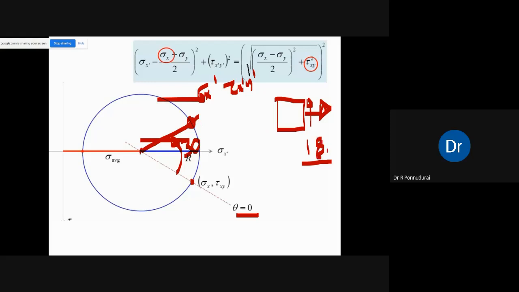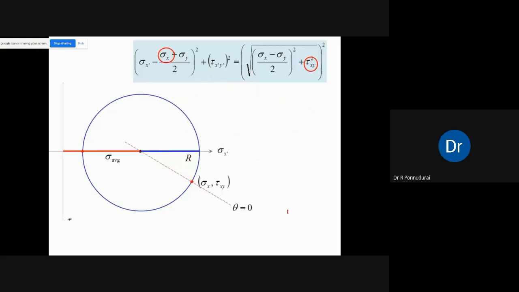So you can get this value. In case you rotate 10 degrees, here it is 20 degrees. So at any given plane, it is possible to find the stress. That is the advantage of the Mohr circle. You just rotate to 0 degrees, 10, 30, 20, 40 degrees. For any angle of rotation theta, here it will be 2 theta with respect to this plane. Here we consider theta equal to 0.